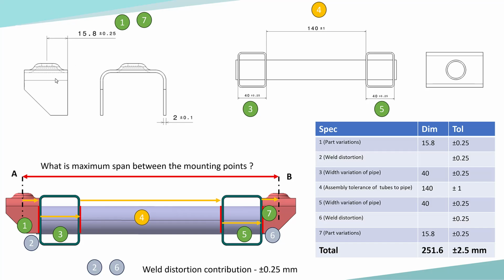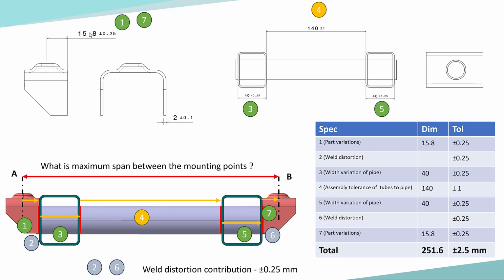So this is the part drawing of the bracket, of this pink color bracket, and the important dimension over here is this dimension, which locates the axis of the hole with respect to the edge surface of the bracket.